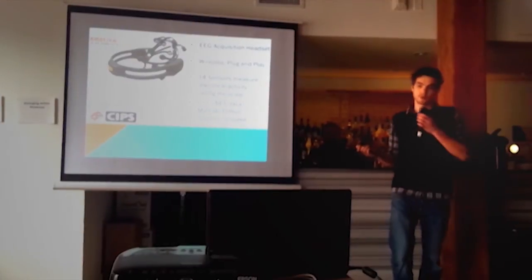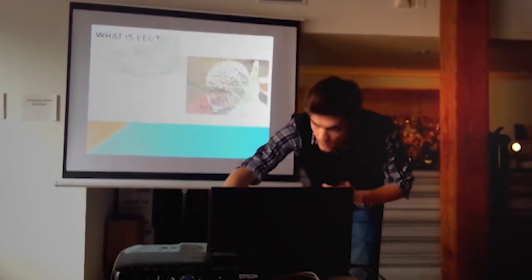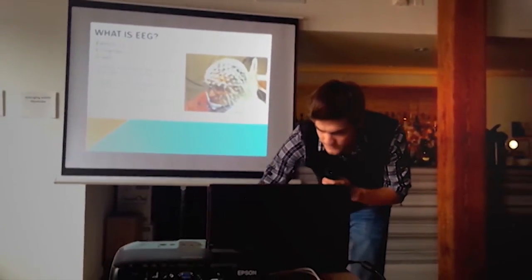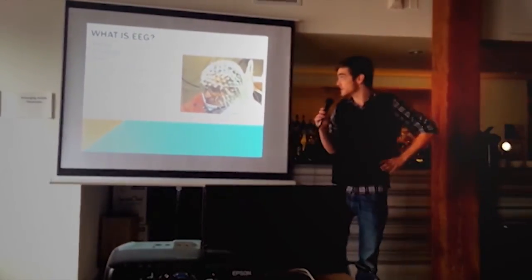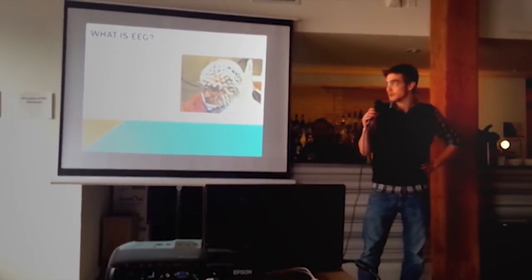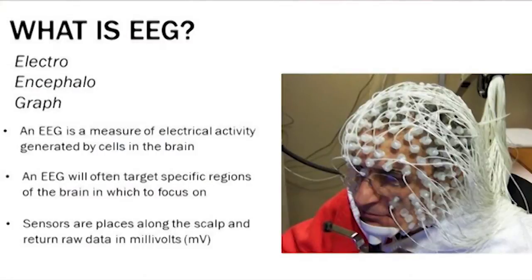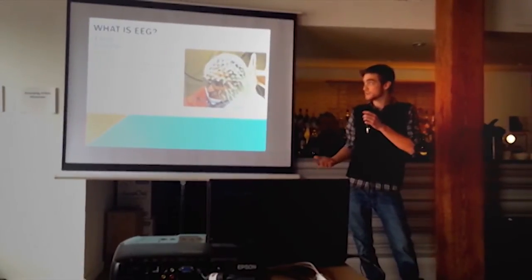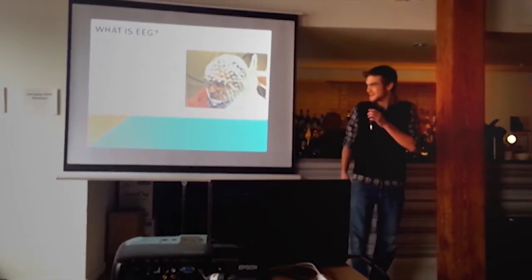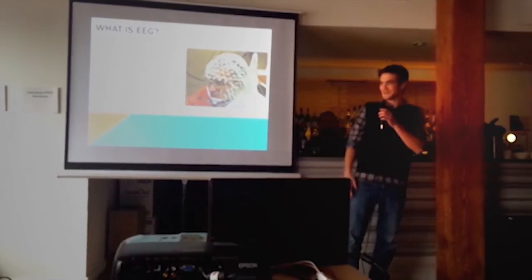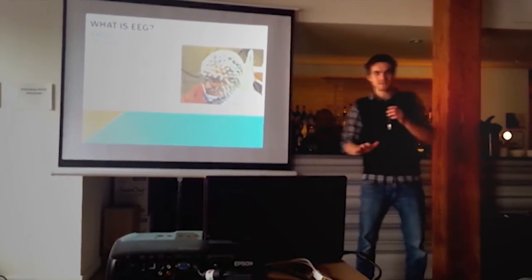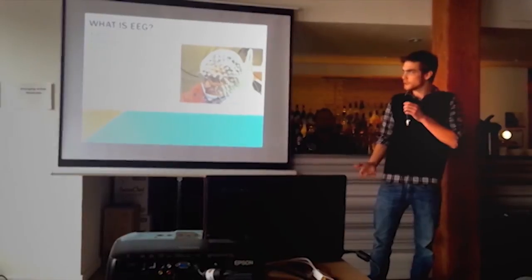So what kind of input are we getting? Using this headset, we're measuring EEG, electroencephalograph. EEG is a measure of electrical activity generated by cells in your brain. Generally, when you do any form of cognitive function or motor activity, you'll generate an EEG. Often, EEG targets specific regions of the brain, which clearly was not the case in this picture here, where they kind of just went for the try-'em-all method. But typically, with EEG, you want to try to target specific regions.